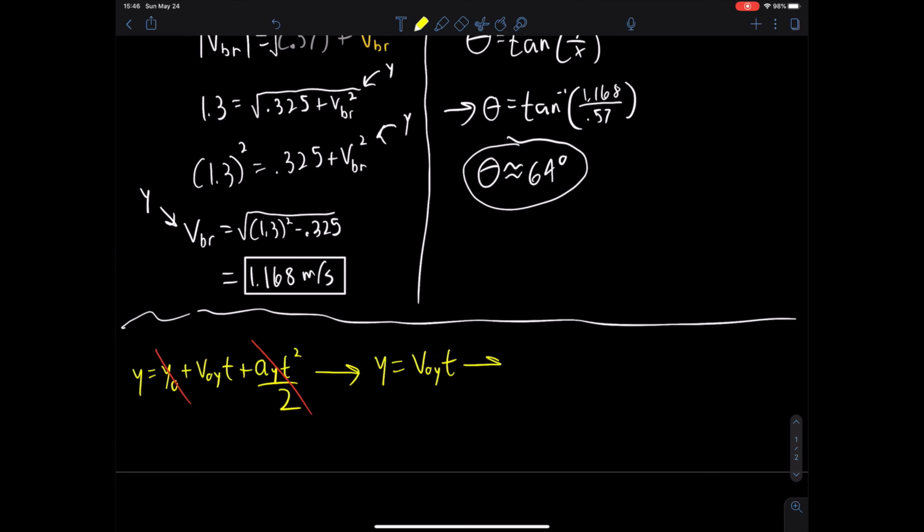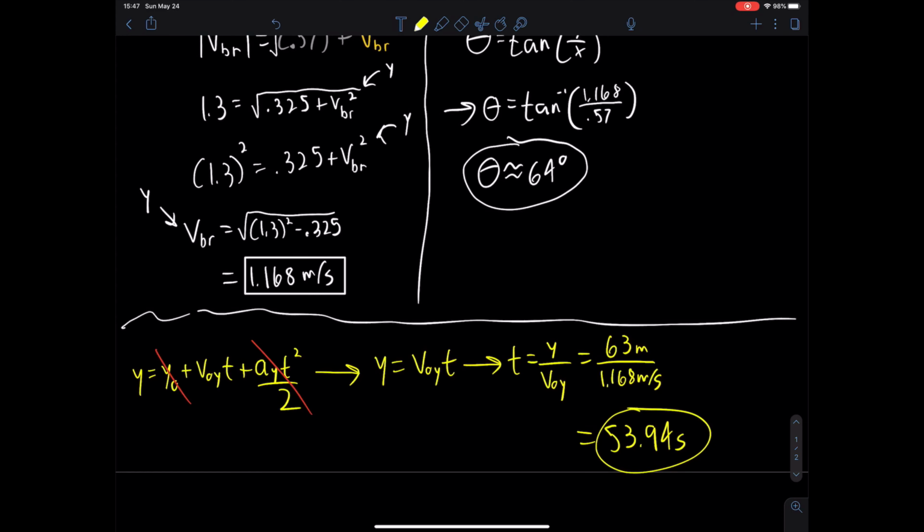Now we want to solve for time. So time is going to be our final vertical position divided by velocity in the y direction. Well, we said that we were trying to get 63 meters across the river. So that's 63 meters. And our velocity in the y direction, well, we solved for earlier. That was right here, that 1.168. So that's 1.168 meters per second. And if we type that into a calculator, 63 divided by 1.168, we get 53.94. So about 53.94 seconds it will take us to cross this river.